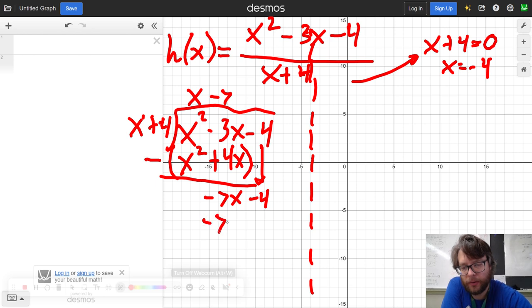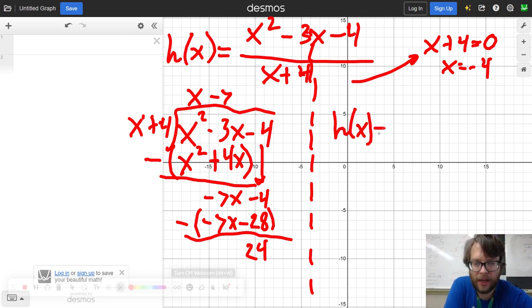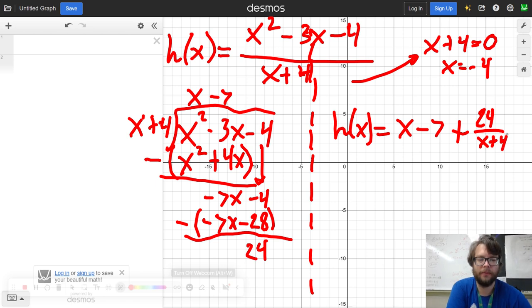Multiply negative 7 through. So negative 7 times x, negative 7 times 4. Grab that, subtract it. The x's cancel. Negative 4 minus negative 28, that's a double negative, so that's a plus 28, so we have 24. So that's my remainder. So what this means is that my h of x can actually be written as, when I divided it, I got x minus 7, but then I had a remainder of 24. That remainder is still part of a fraction.